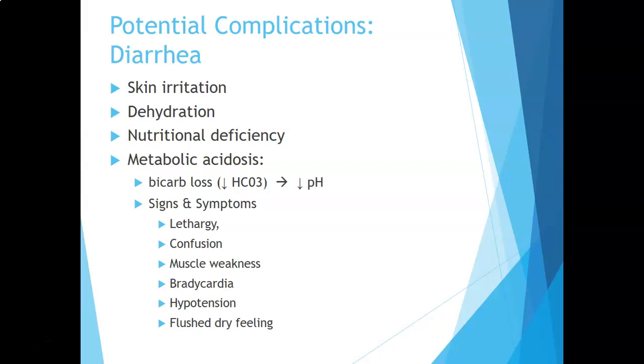And then metabolic acidosis can also result from bicarbonate, which is lost in the stool. As the bicarbonate decreases, serum pH will also decrease, resulting in acidosis. Some signs and symptoms of metabolic acidosis are going to include lethargy, confusion, muscle weakness, bradycardia, hypotension, and a flushed, dry feeling.